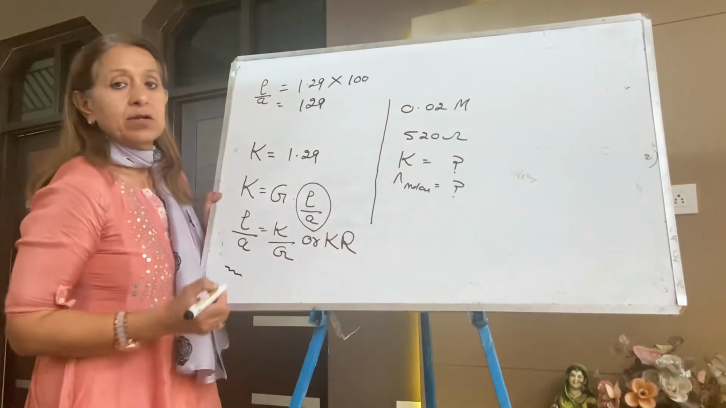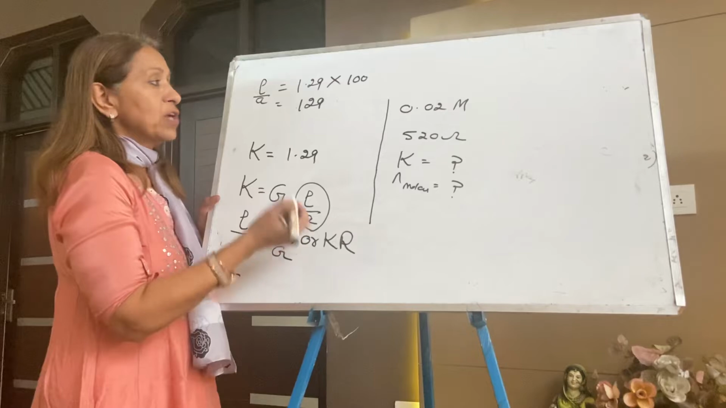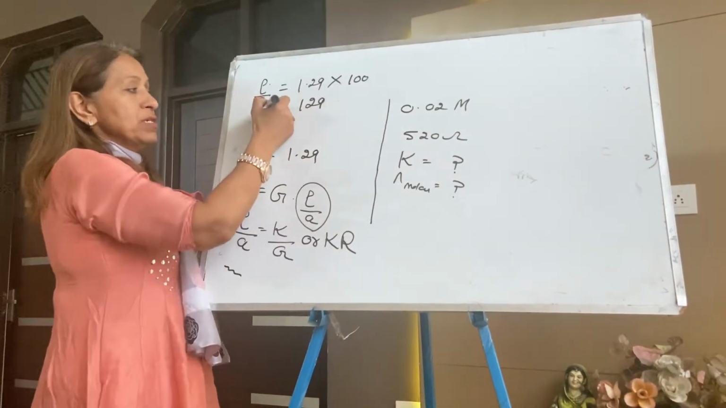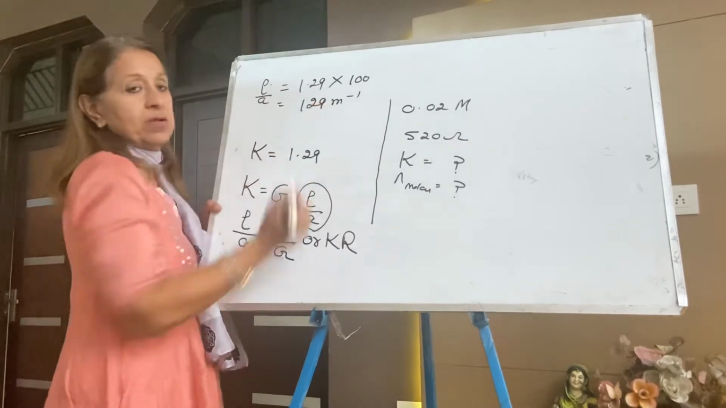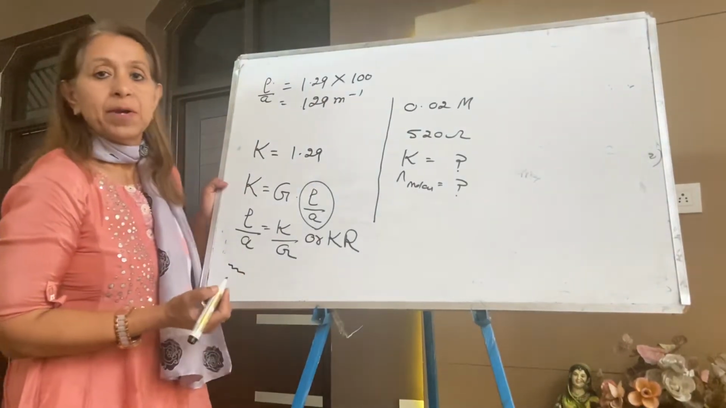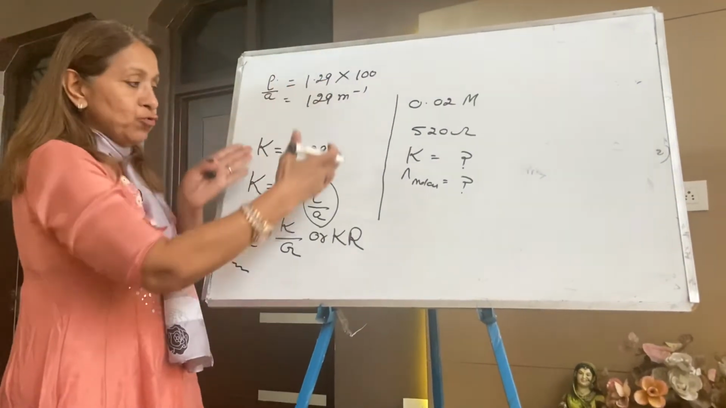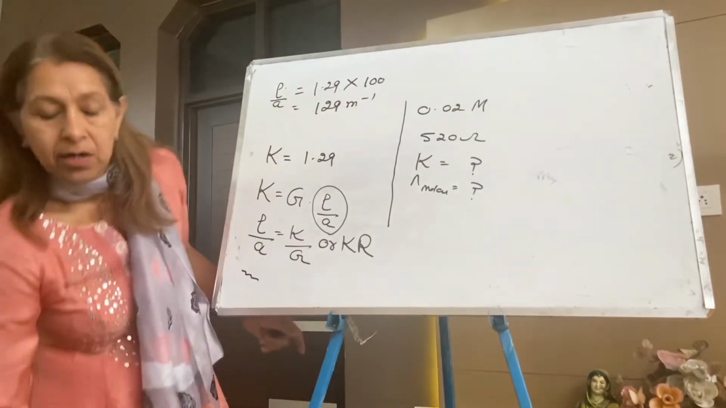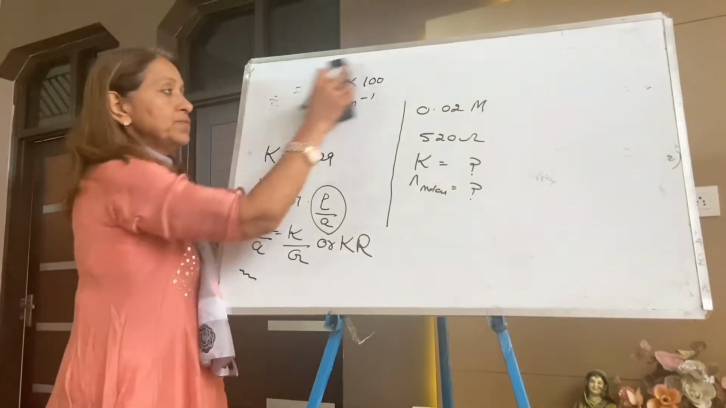Your answer comes 129. The cell constant will come in meter per meter squared, so it will come in per meter. So it is 129 per meter. In this way, we have utilized the first column and calculated the constant. Now let us start the second one.